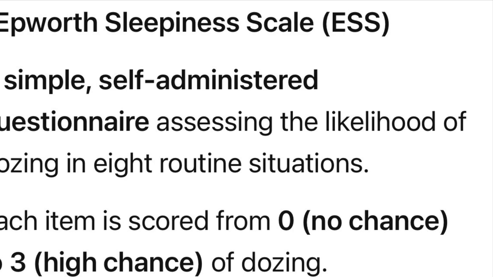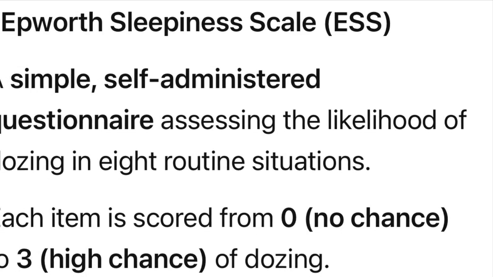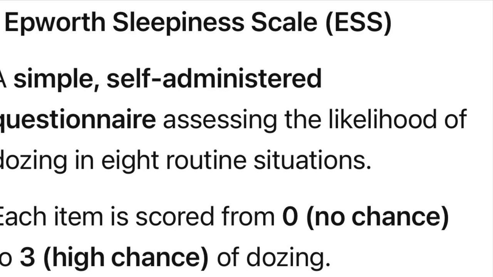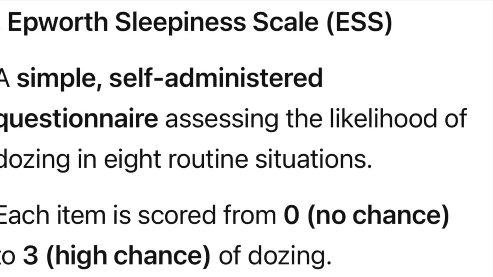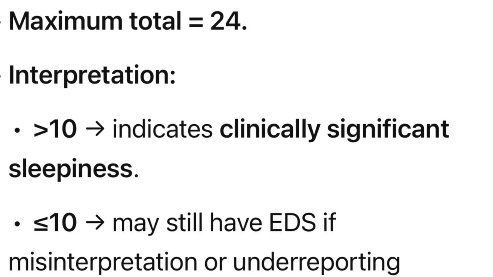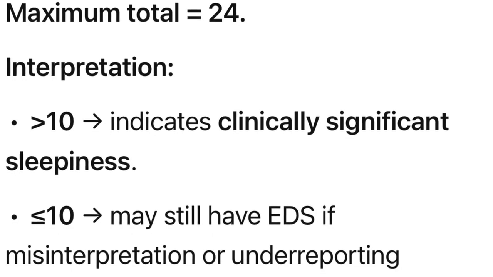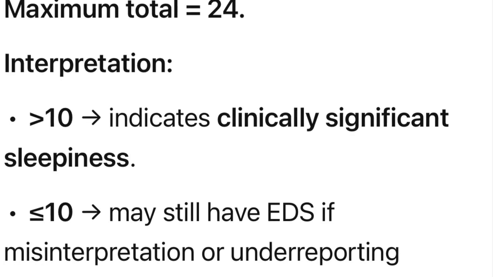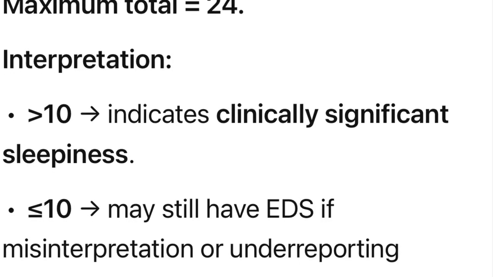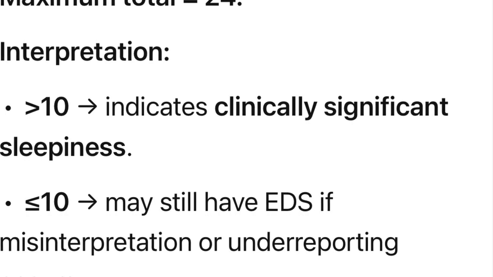Assessment tools. The first tool is the Epworth Sleepiness Scale. It is a simple self-administered questionnaire assessing the likelihood of dozing in 8 different situations. Each item is scored 0, meaning no chance of dozing, to 3, meaning high chance of dozing. The maximum total is 24. If the score is more than 10, it is clinically significant.